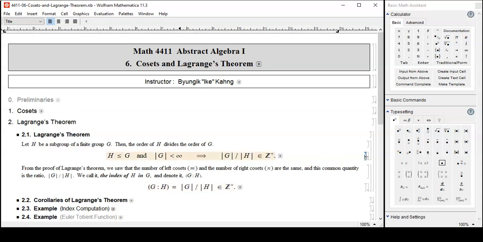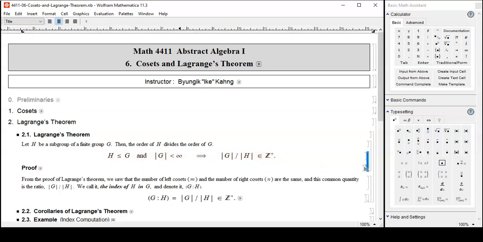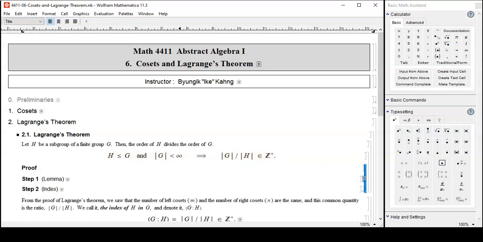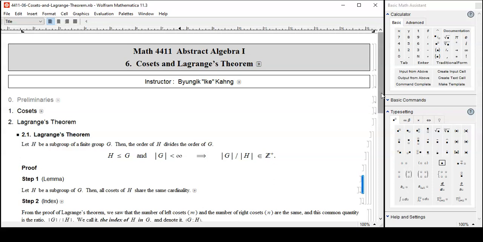Okay, how do you prove this? We do it in two steps. First, let H be a subgroup of G, then all cosets of H share the same cardinality. So there are many cosets. H itself is a coset because E times H is H, and then A times H, B times H, and so on and so forth.